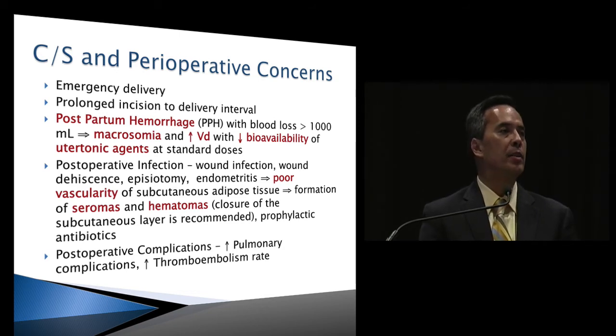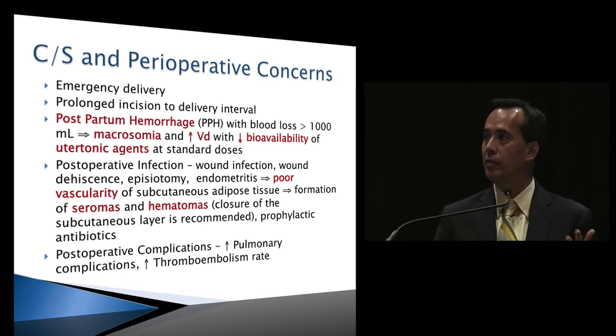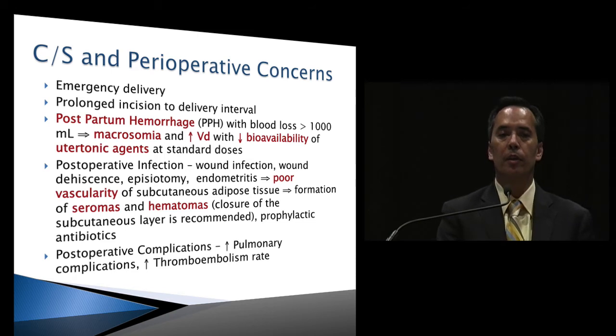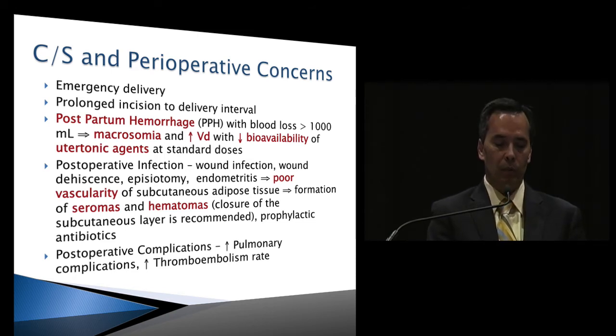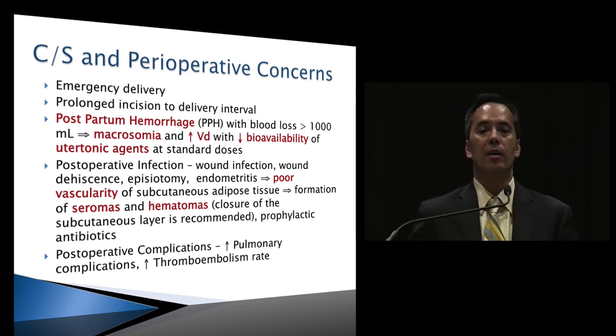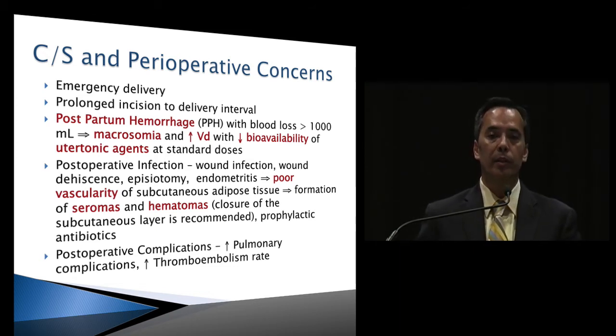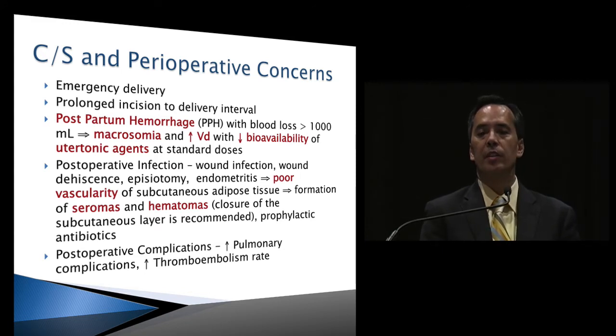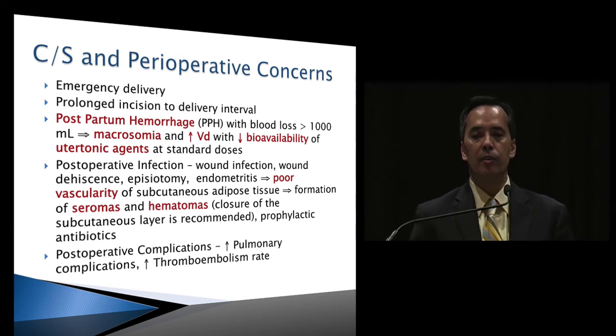And postpartum hemorrhage, and they had a nice panel discussion as to why. What are the reasons for postpartum hemorrhage? Well, one of the things they think of is that there's macrosomia and also an increase in volume of distribution in the morbidly obese patient, which means that there's less bioavailability of uterotonic agents to act. Increased risk for post-op infection, wound infection and dehiscence, episiotomy, and endometritis.